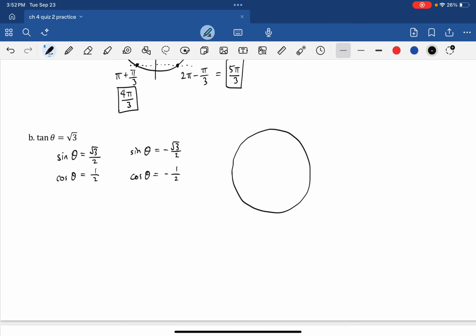So we're going to go to our unit circle and figure out which points those are. So for this one here, we're looking for a point that has an x-coordinate of 1/2 and a y-coordinate of root 3/2. And that's going to be right here, right? And that's pi over 3. Here, we're looking for a point that has an x-coordinate of negative 1/2 and y-coordinate of negative root 3 over 2, which is going to be right here. And that's pi over 3 plus pi, or 4 pi over 3. So those are our two answers.